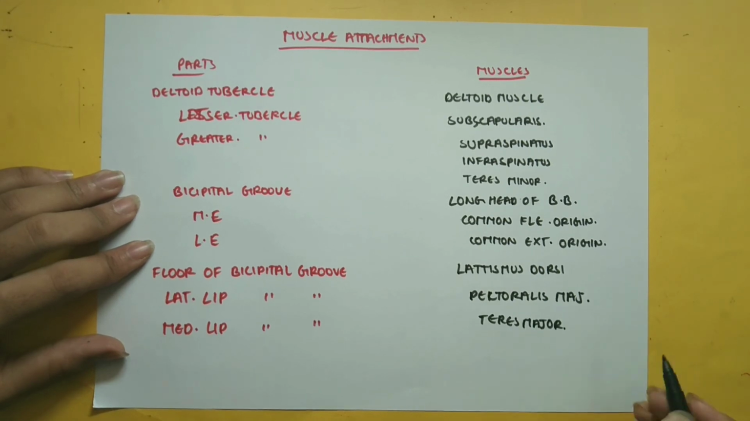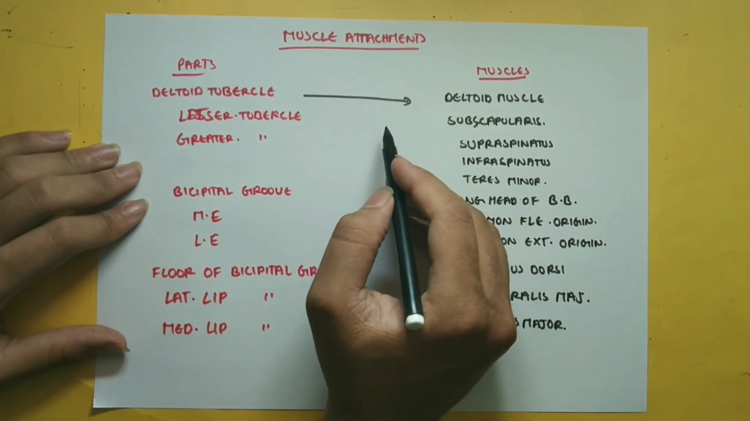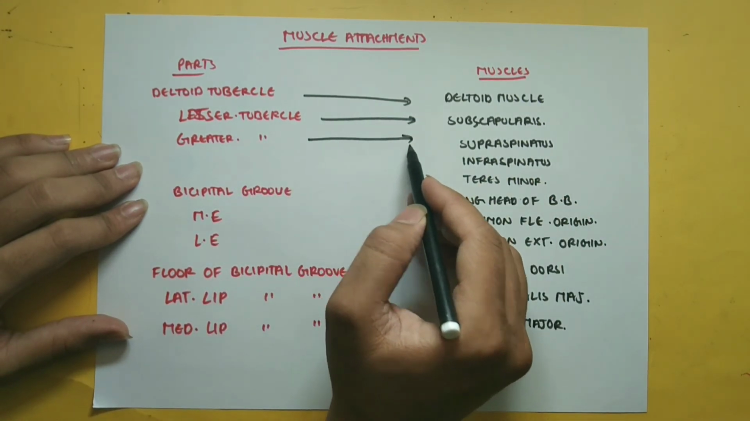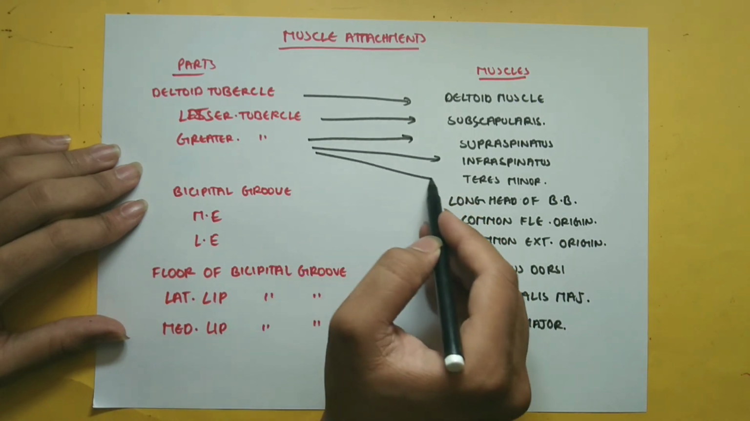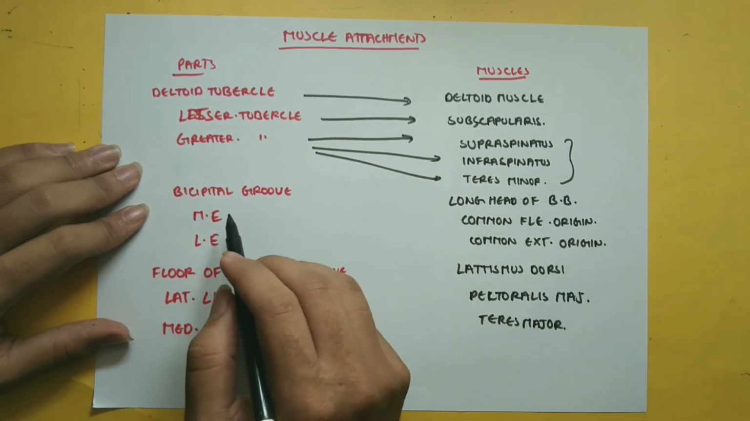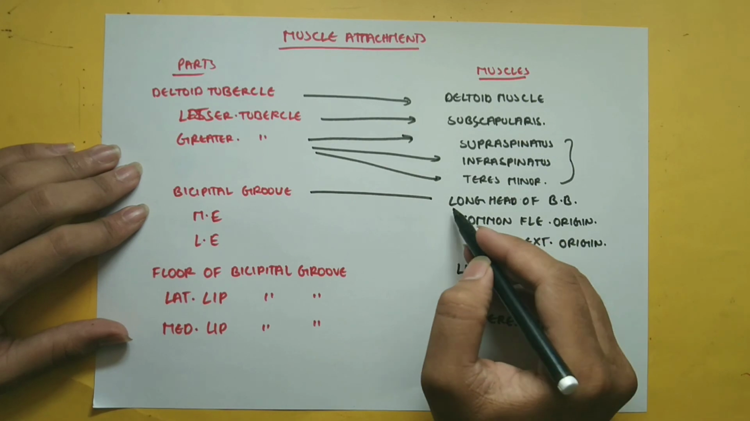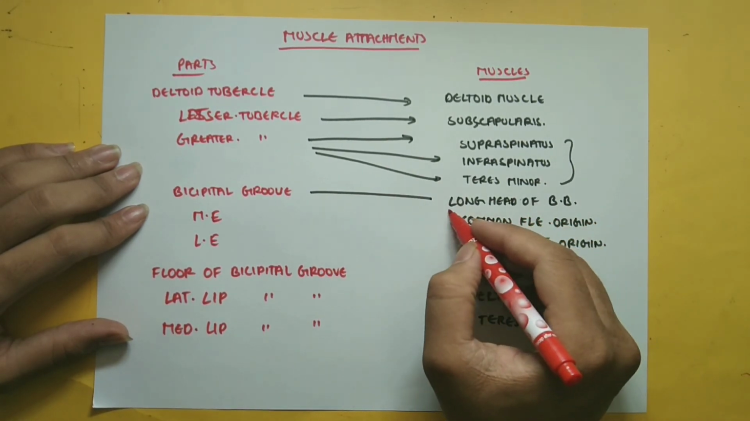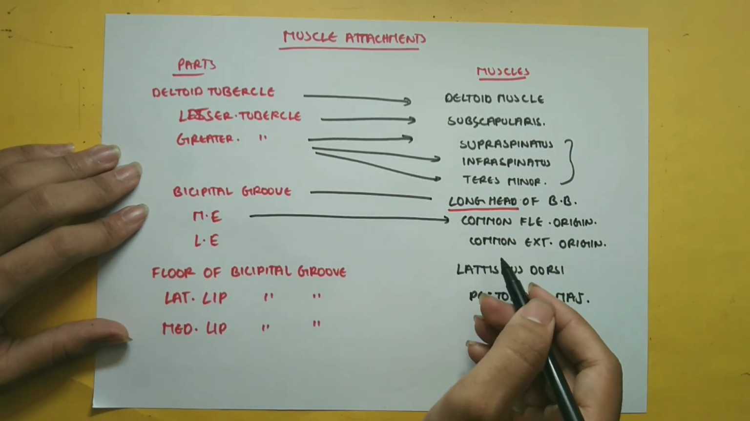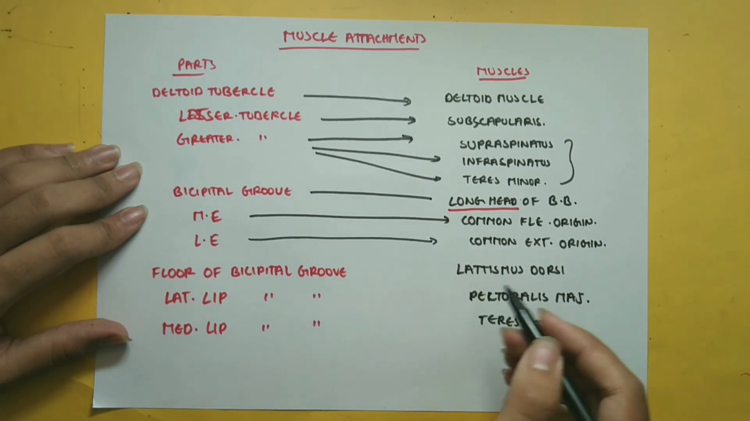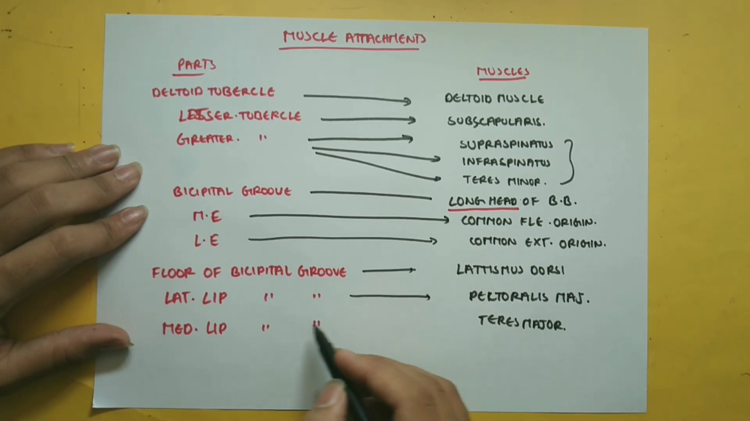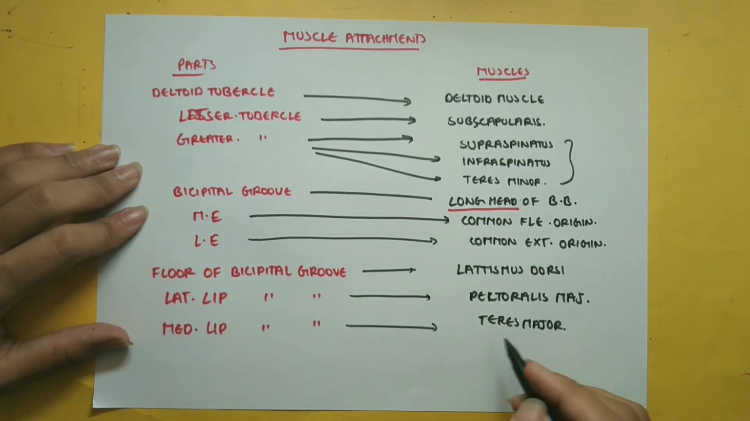So the deltoid tubercle gives for the deltoid muscle, the lesser tubercle gives for the subscapularis, the greater tubercle gives for the supraspinatus, infraspinatus, teres minor. Remember these three, they are very important. And the bicipital groove for the long head of biceps. Remember this long head of biceps. And next, the medial epicondyle gives for the common flexor origin. Lateral epicondyle is the common extensor origin. And the floor of bicipital groove, latissimus dorsi; lateral lip, pectoralis major; medial lip, teres major.